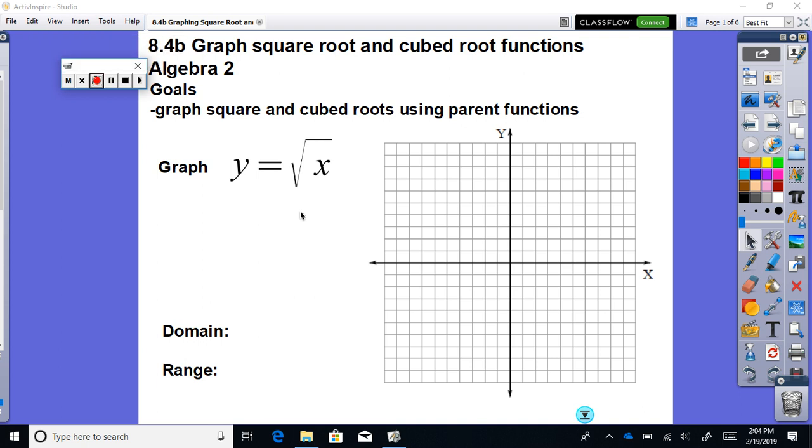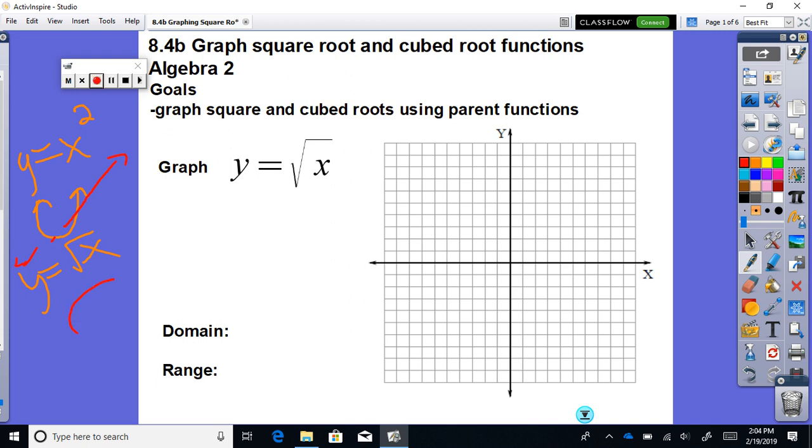Graphing square root and cube root functions. So square roots and cube roots, remember, are inverse functions of, like, y equals x squared. And so y equals x squared, remember, that's a parabola. And so y equals the square root of x is the inverse function. So we're going to have a graph that is reflected over this diagonal, the y equals x diagonal.